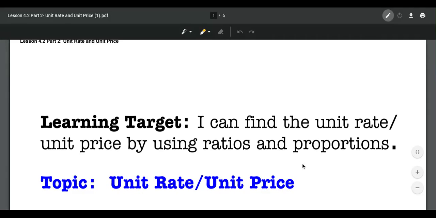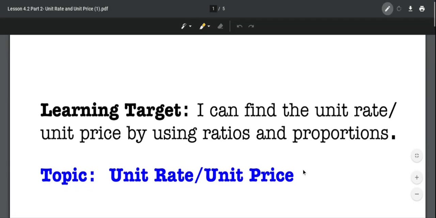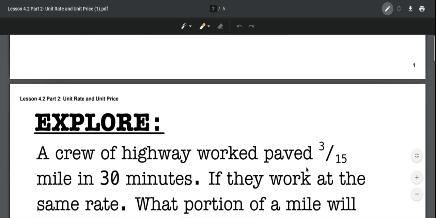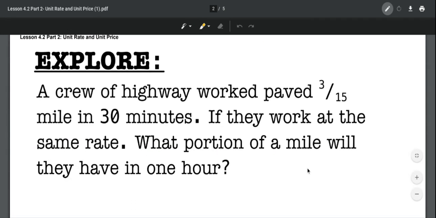Hello, boys and girls. In lesson 4.2, part 2, we are going to continue to look at unit rate and unit price. We will be able to find the unit rate and unit price by using ratios and proportions. Let's begin by exploring a problem.